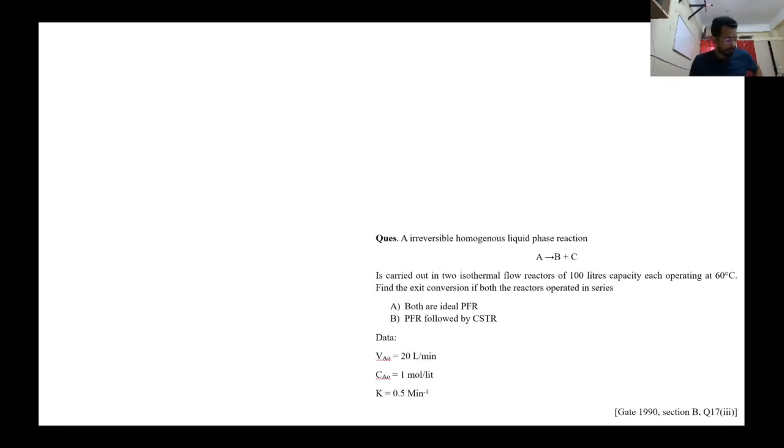It will be visible on the screen. An irreversible homogeneous liquid phase reaction. First I will write GATE 1990, and this question is from CRE, specifically ideal reactors combination. Irreversible homogeneous liquid phase reaction.